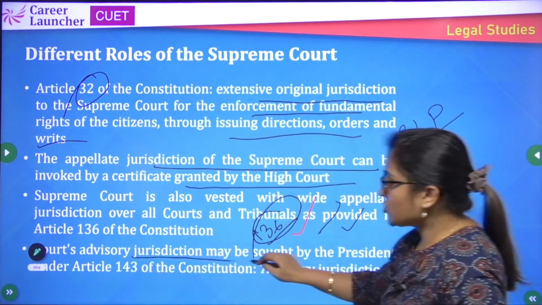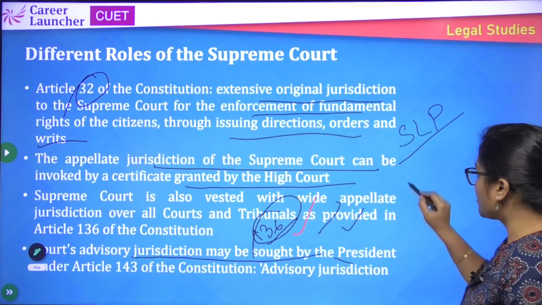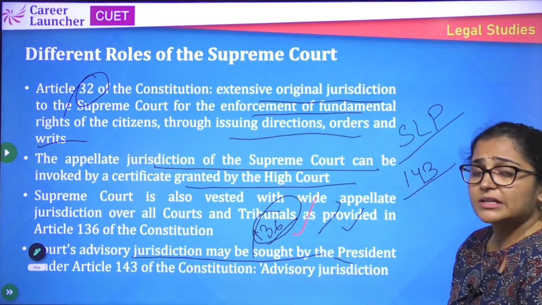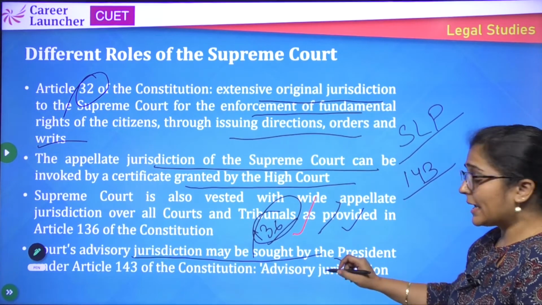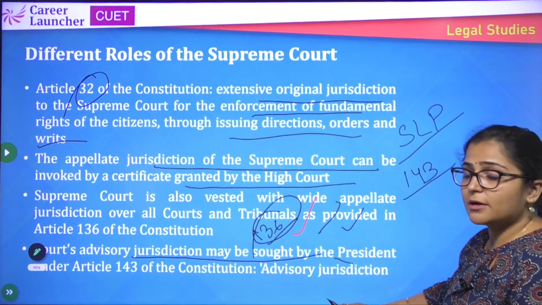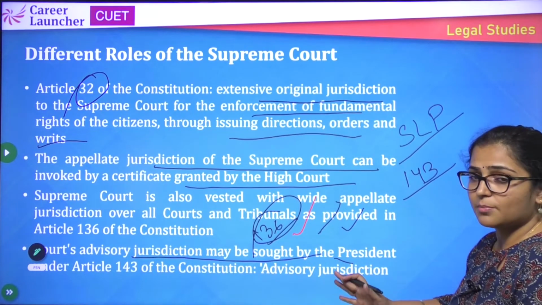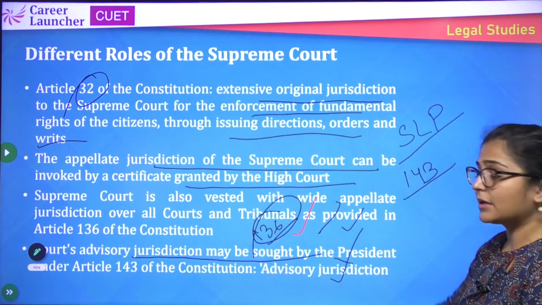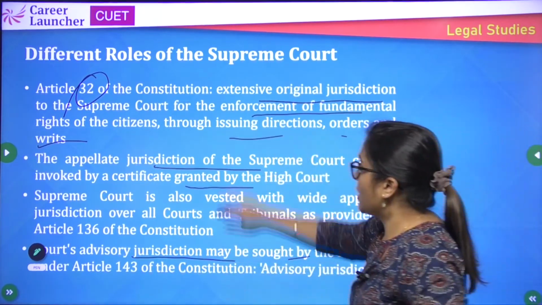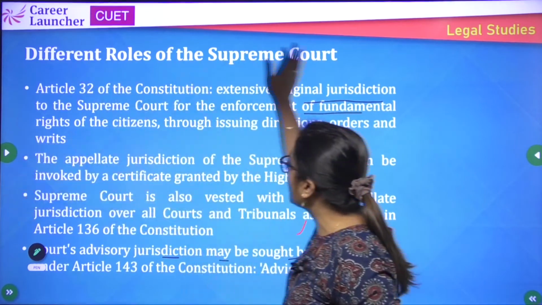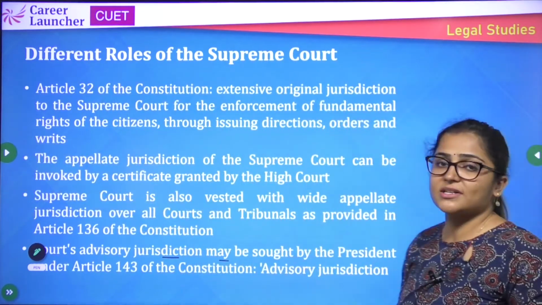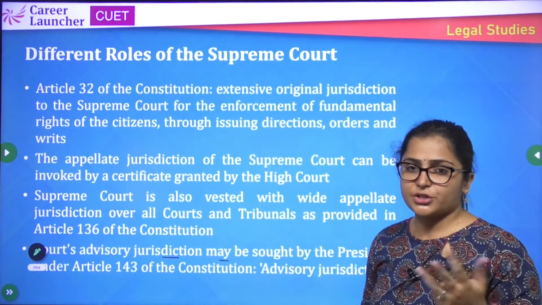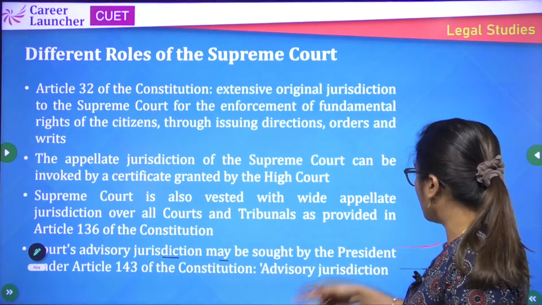Then the court's advisory jurisdiction may be sought by the President, which is Article 143. So if the President needs any advice, he can approach the Supreme Court under Article 143. Again, here the Supreme Court is not bound to give the advice. It is again a discretionary power of Supreme Court. And the advice that the Supreme Court gives is also not binding on the President. So the President may accept the advice or may not accept the advice. The only thing we need to keep in mind is that the jurisdiction of Supreme Court falls under the categories of original, appellate, advisory and writ jurisdiction, and for that matter SLP also.